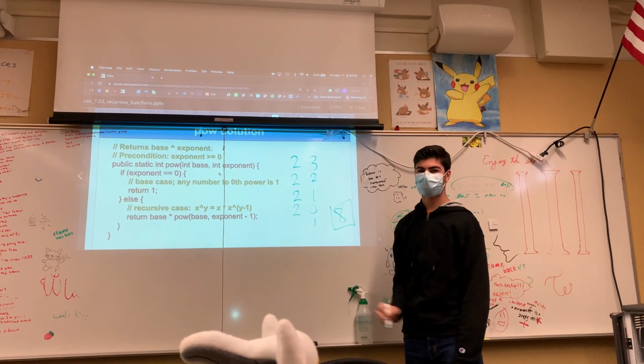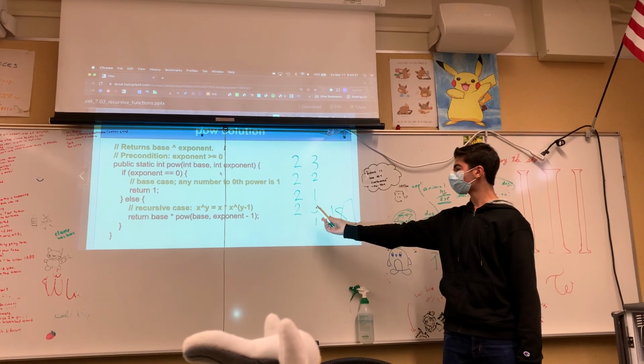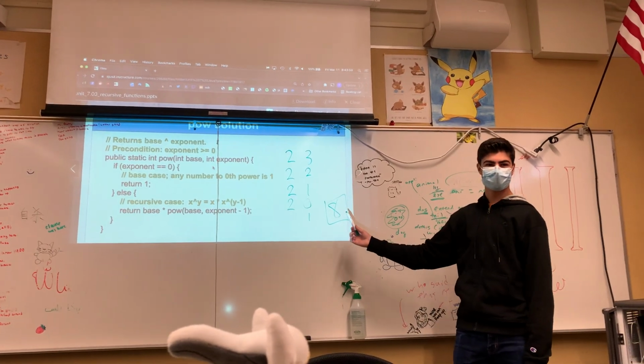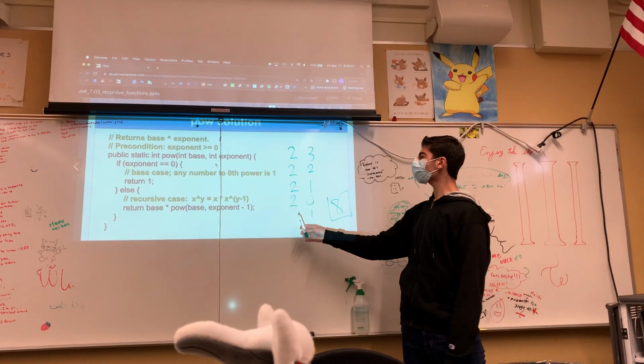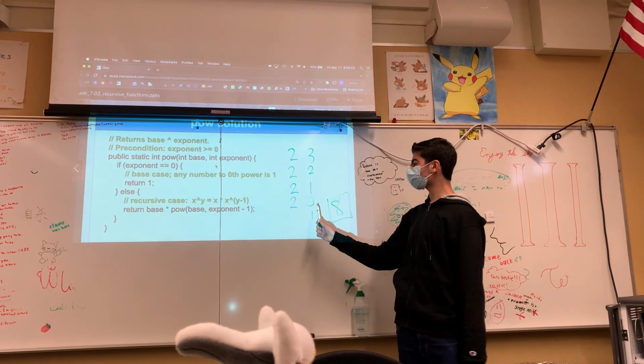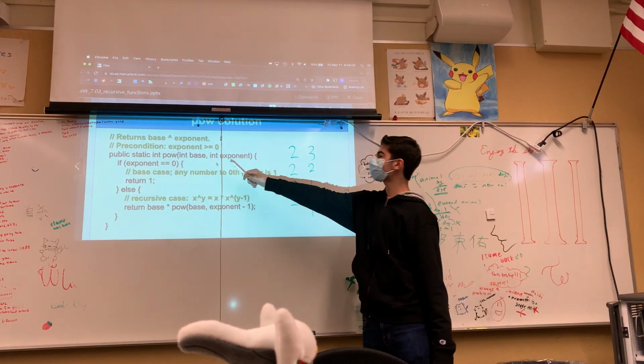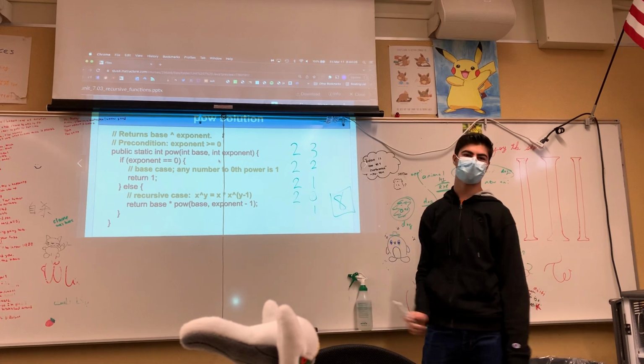Yeah. So did everyone see that connection from this part to this? Basically, we have our base 2 and exponent 3, and we know that we're raising it to the exponent, so 2 to the power 3 is 8.